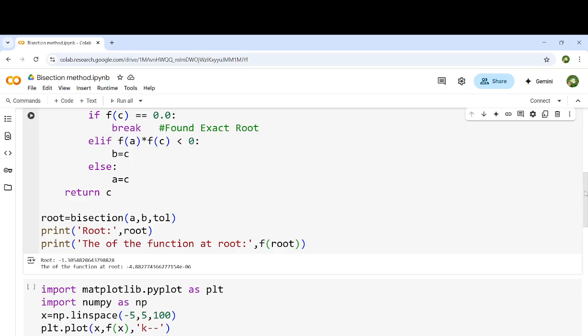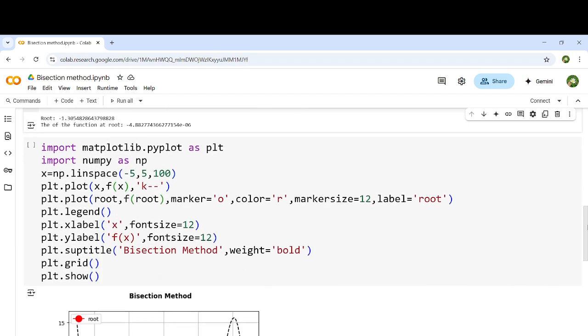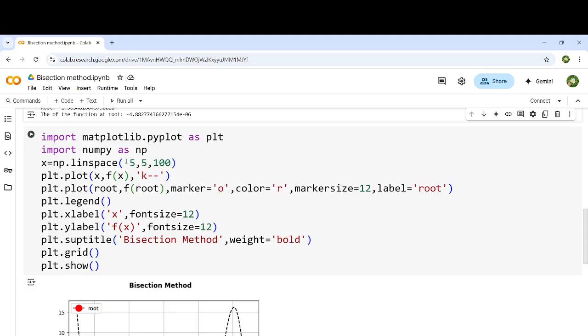We know that the function value at the root should be equal to 0, and here I have plotted the function by using the Python package matplotlib.pyplot. So I import this package, import matplotlib.pyplot as plt. Here I have taken the x domain from -5 to 5 and the number of points is 100. So x equals np.linspace(-5, 5, 100). Here I have plotted this function, plt.plot x comma f of x, and I have also plotted the root and the value of the function at the root.